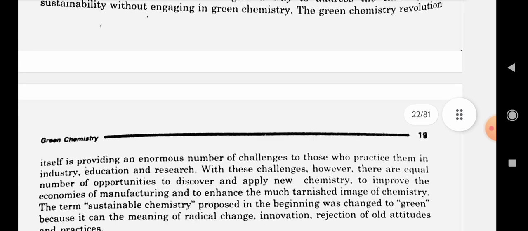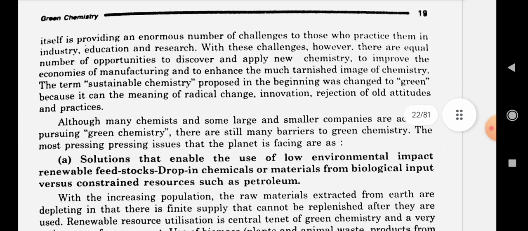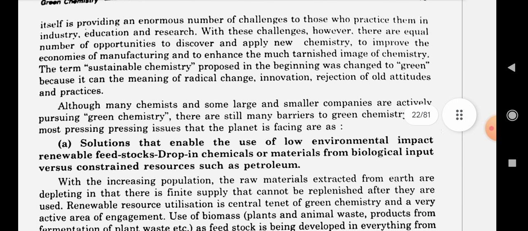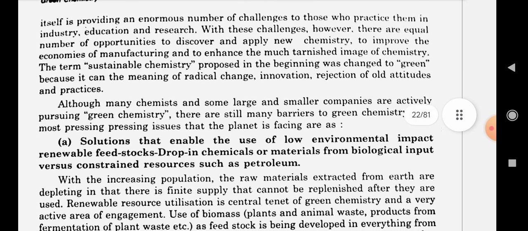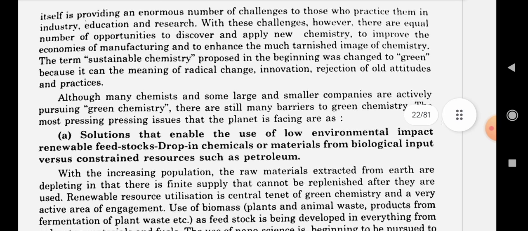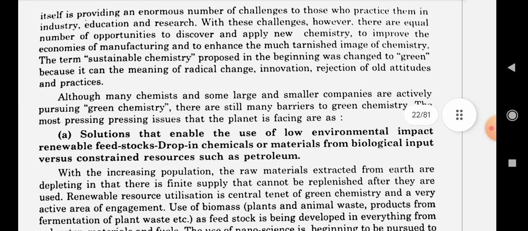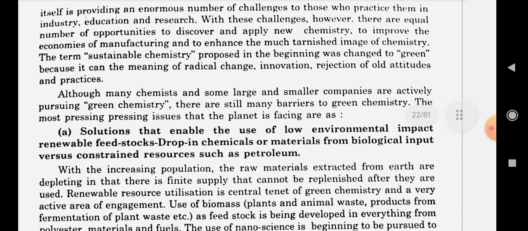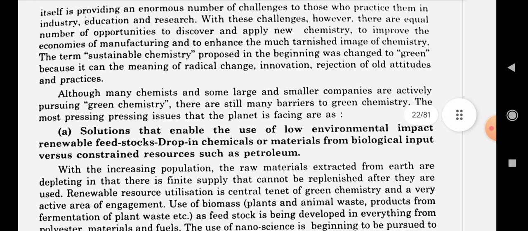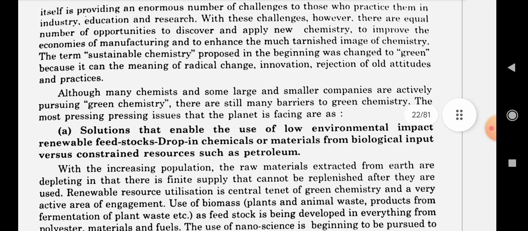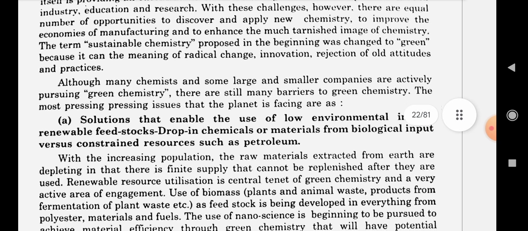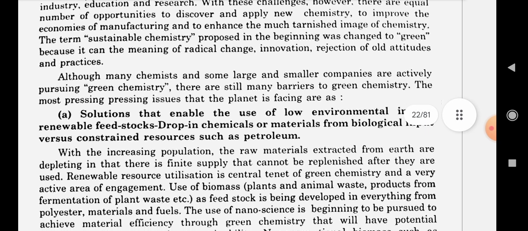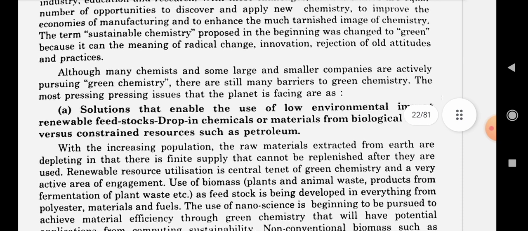The green chemistry revolution itself is providing an enormous number of challenges to those who practice it in industry, education, and research. With these challenges, however, there are an equal number of opportunities to discover and apply new chemistry to improve the economics of manufacturing and to enhance the image of chemistry.